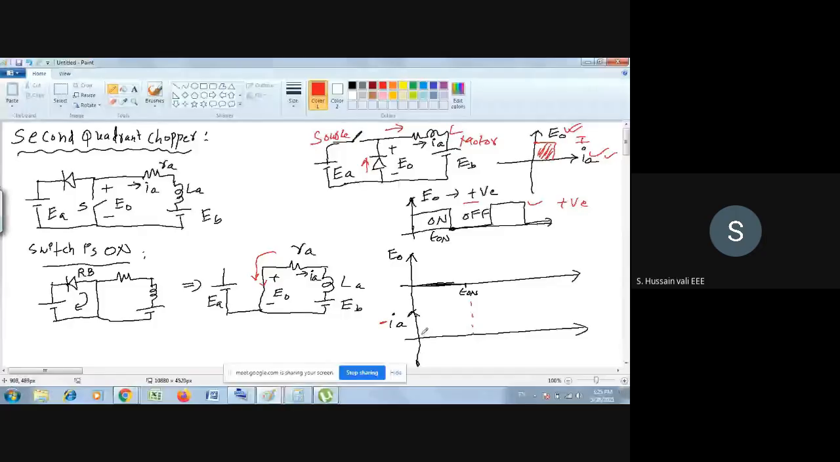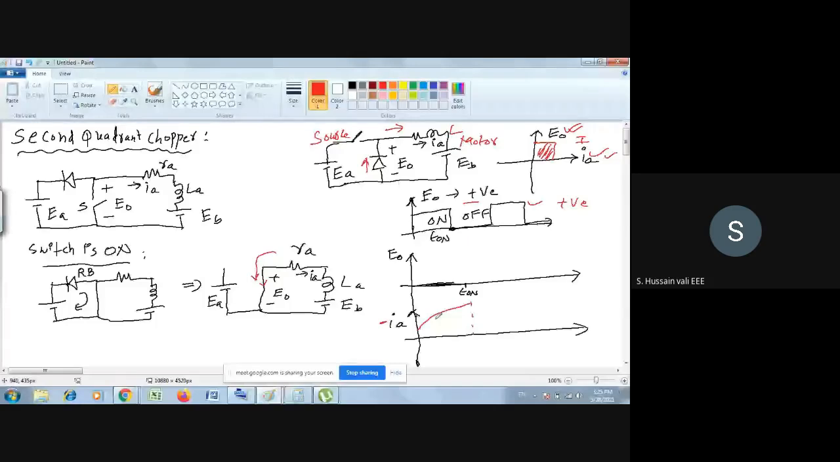Simple thing to understand. As the switch is closed, the voltage E naught is 0 because it is short circuit. Now the question is what is IA? As the switch is closed, the switch conducts in this direction, so the current will flow in the opposite direction. It means the waveform I am going to draw is of minus IA, not IA. How will it be? In steady state, it is exponentially rising. So the negative current will increase in this direction.